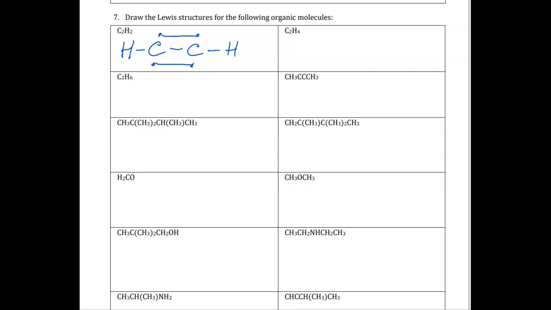And you understand that 1 bond is 2 electrons, so we can calculate the number of electrons around each carbon. So 1, 2 here, 3, 4 here, 5, 6, 7, 8. So for each carbon, it's correct, and each carbon has an octet on its outer shell. So the next one, C2H4.